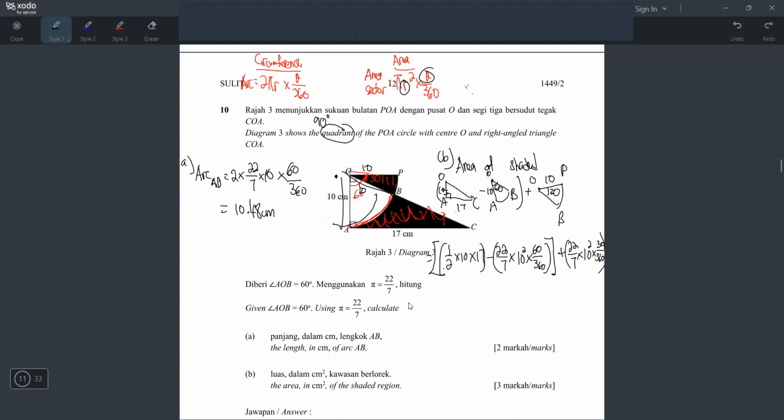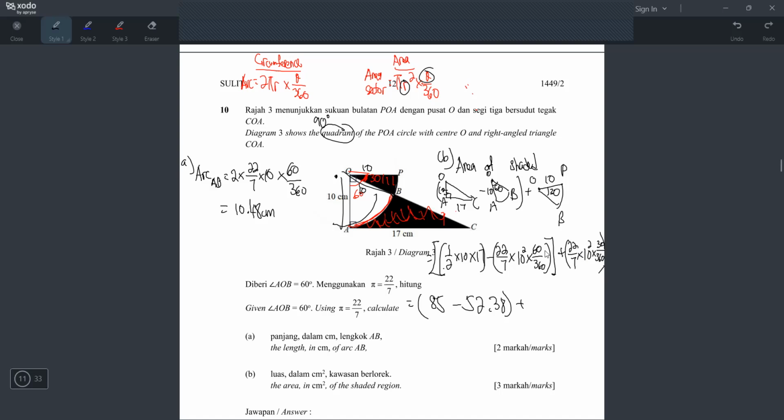Okay, now we calculate this first one first. What is 10 times 17 divide 2? My calculator give me 85. But of course this is not the answer lah. This one is area of triangle. You have to minus with the area of sector to get this part. So what is 22/7? I will write 22 times 100 times 60 divide 360 divide 7. The calculator give me 52.38. So I'll just write 52.38 and then close bracket, plus with this one.